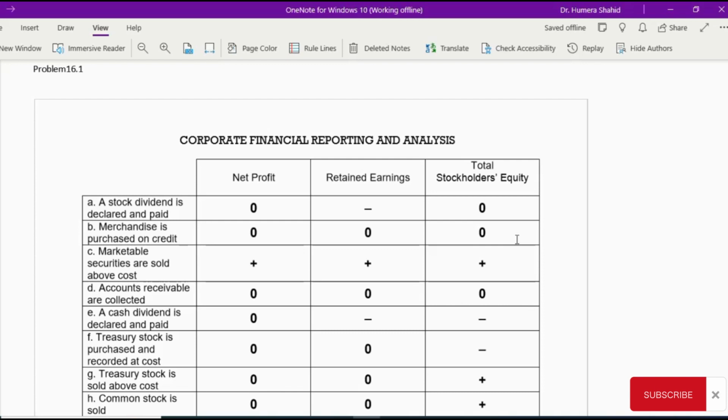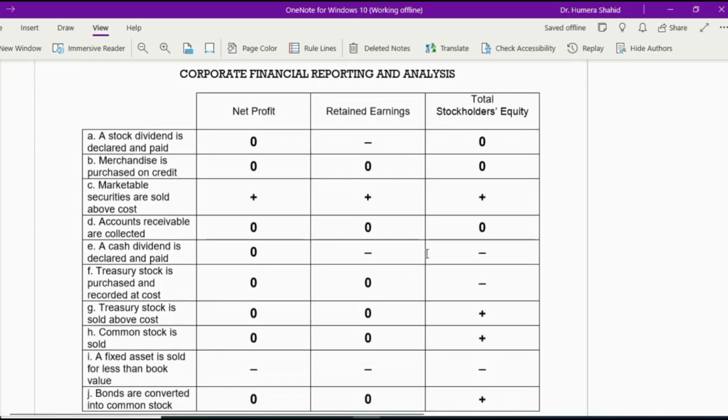Today I'm going to discuss some questions regarding the owners' equity section of the balance sheet. This is chapter number 16 of Corporate Financial Reporting. I have two different questions to discuss in this chapter with you.